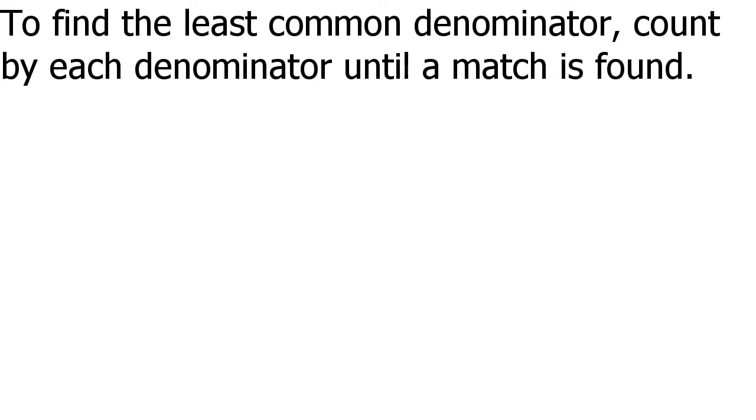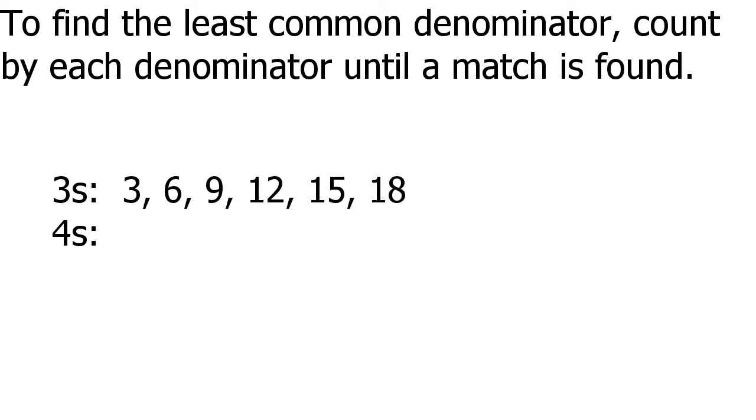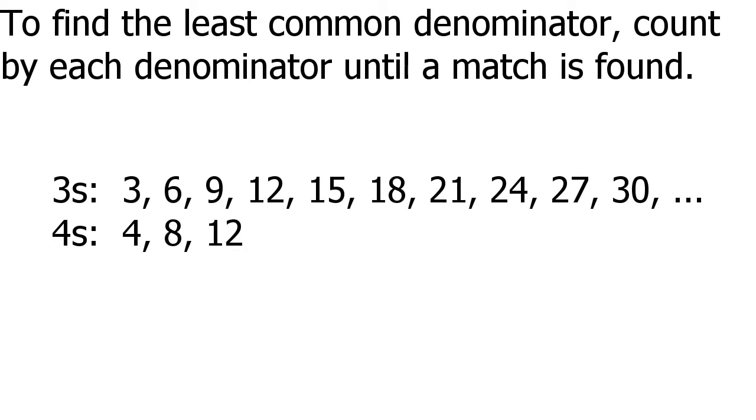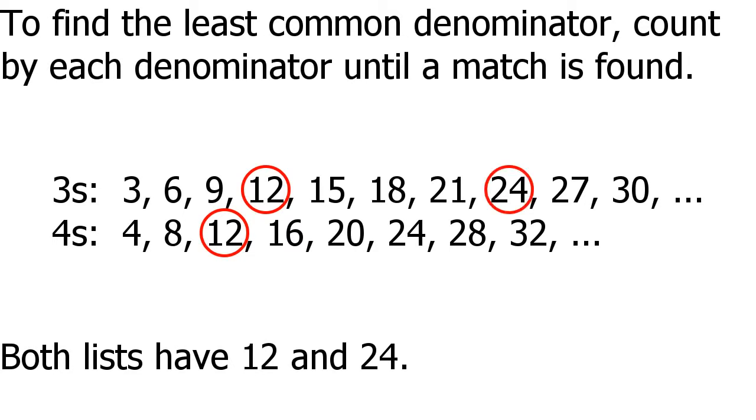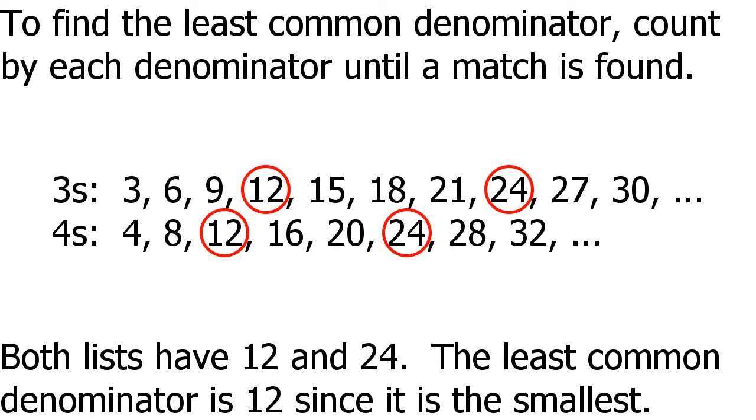To find the least common denominator, count by each denominator until a match is found. In this case, there are 3's and 4's. Let's count by 3's. 3, 6, 9, 12, 15, 18, 21, 24, 27, 30, and so on. Now let's count by 4's. 4, 8, 12, 16, 20, 24, 28, 32, and so on. Both lists have 12 and 24. The least common denominator is 12, since it is the smallest.